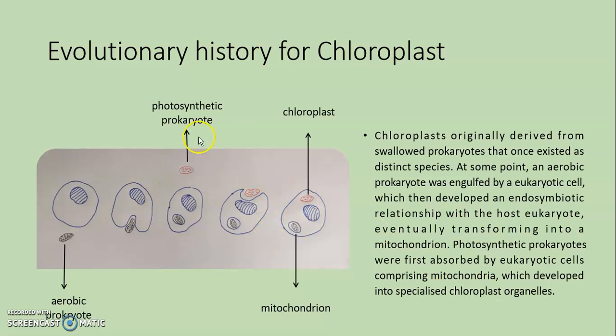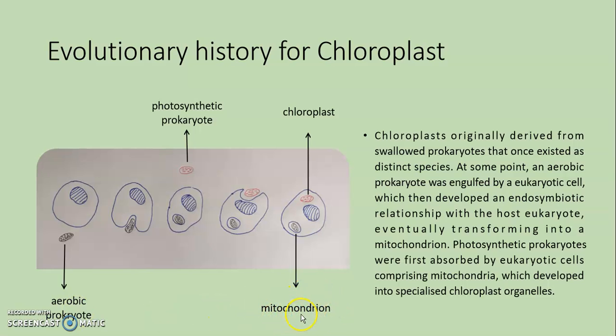As you see in the diagram, you understand that chloroplasts originally derived from swallowed prokaryotes that once existed as distinct species. At some point, an aerobic prokaryote was engulfed by a eukaryotic cell, as you see here, which can develop an endosymbiotic relationship with the host eukaryote, eventually transforming into a mitochondrion.